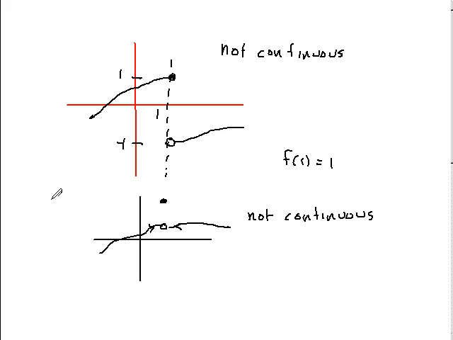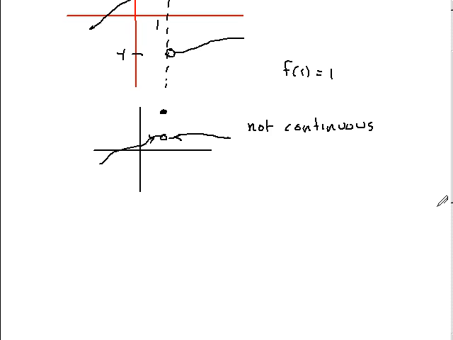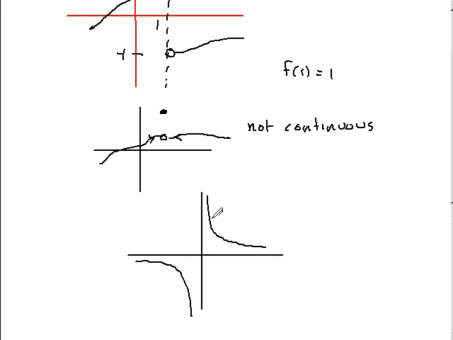Okay, and the third way, of course, that a function can fail to be continuous is if it has a singularity. So, for example, you could have the function 1 over x, which looks like this, and that's, of course, not continuous at x equals 0, because it's not even defined there.